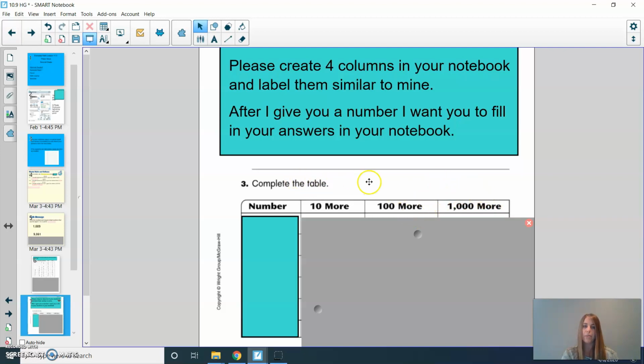Now, once you have your page set up, I'm going to be giving you a number, and I want you to fill in the answers for each of those numbers. So if you need to press pause to get your page set up and then play when you're ready to hear your first number. The first number is 32. Tell me what's 10 more, 100 more, and 1,000 more. Press pause and then play to hear the answer.